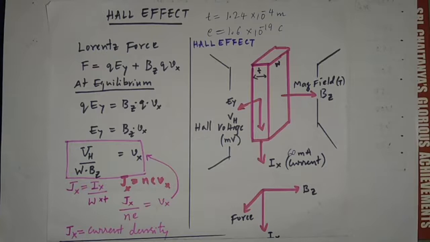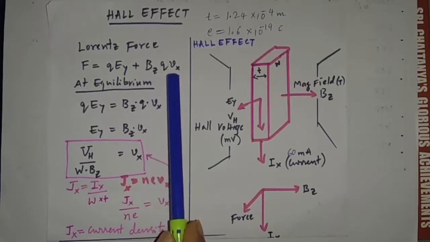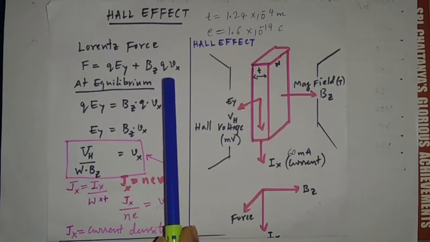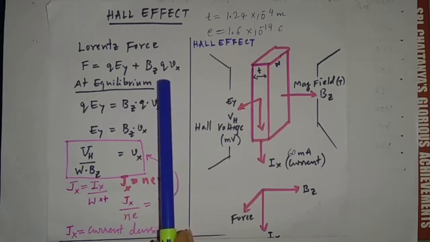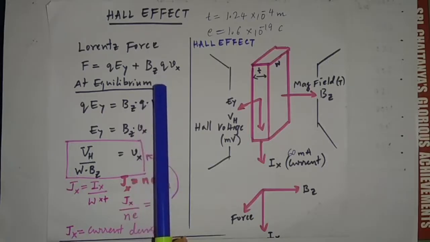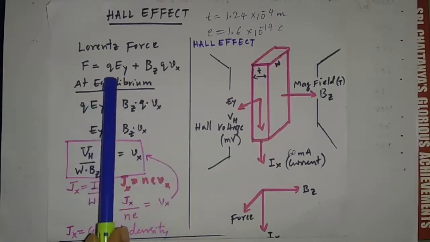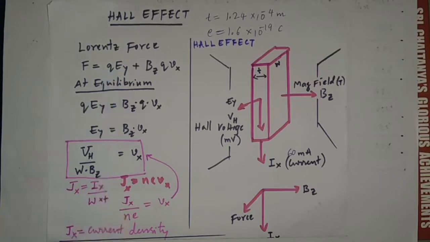When a charge carrier passes through a magnetic field, it experiences a force which is given by V cross B. Here the angle theta is 90 degrees, so this is the expression for the force due to magnetic field: Bz Q into V. Because of this force, the charge carriers will be pushed apart. The electrons will be pushed to one side and the holes will be pushed to the opposite side. So because of this, there is a field which develops, and it is given by Q into Ey.